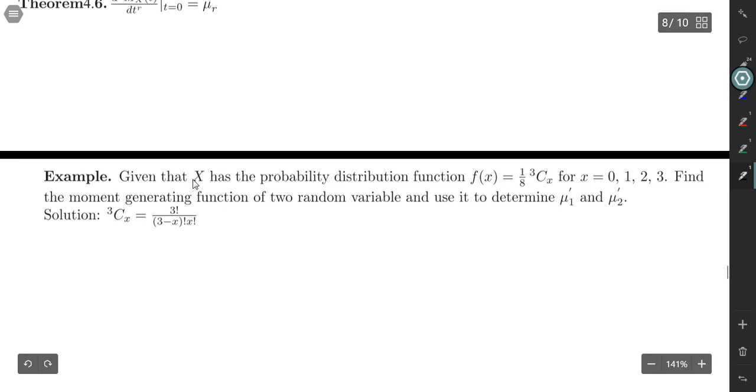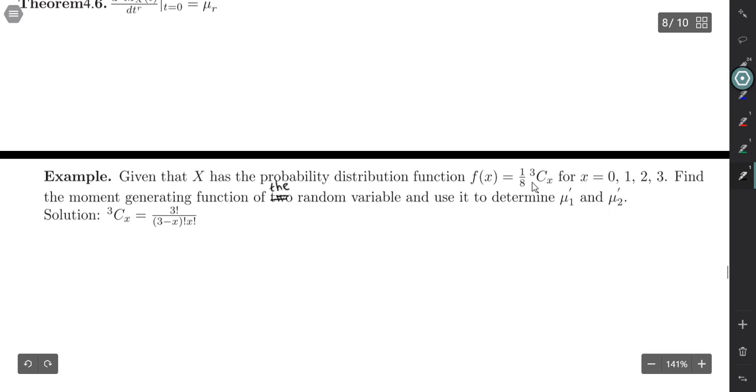The random variable X has the PMF 1/8 times 3 choose x, for the values of x = 0, 1, 2 and 3. We have to find the MGF, or the moment generating function, of this random variable, and then determine the first moment about the origin and the second moment about the origin.